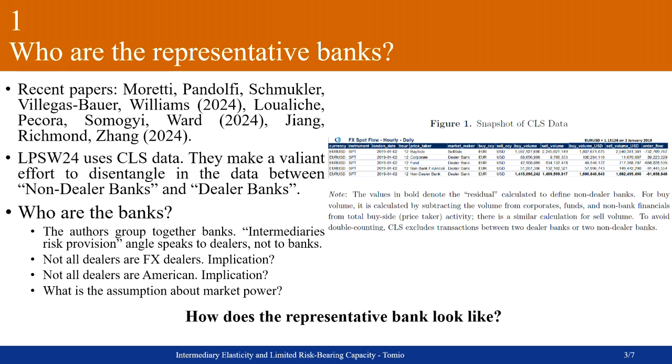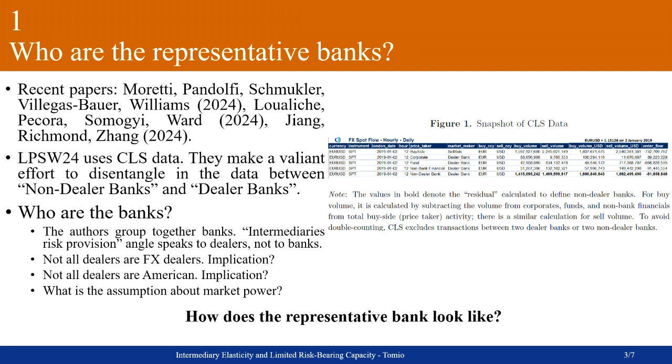All right? So the first question I have here is, okay, we're dead set on estimating this intermediaries' elasticity. But who are these intermediaries? Are they just banks? Are they dealers? Let me explain what I mean. So there's a couple of papers that work on a very similar kind of framework.